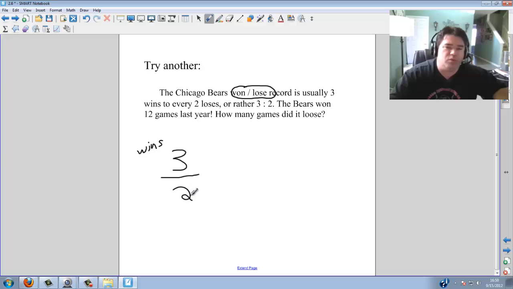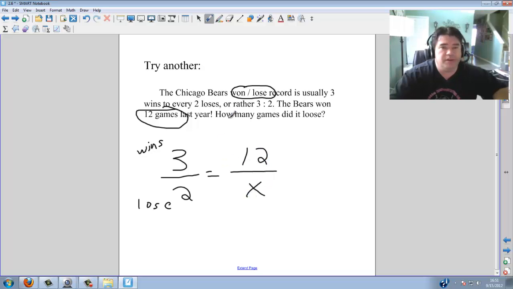And then I'll put the 2 down here. Well, 3 is for wins, 2 is for losses, or lose. Okay, so that's the ratio. Now they're saying that in this example, the Bears won 12 games. Since I started up with wins on top, this wins has to go on top. So I put a 12 here. I don't know the losses, so I'll put an X. Now all I have to do is a little cross multiply.